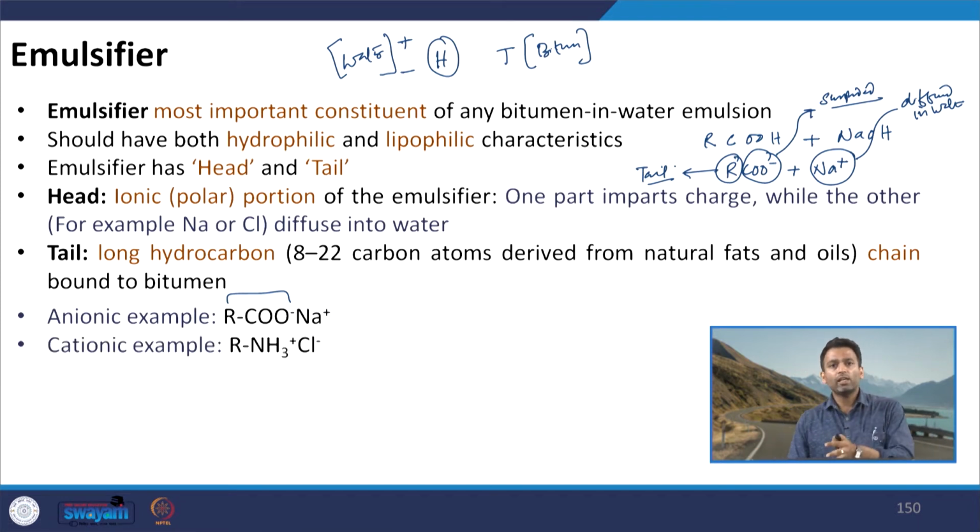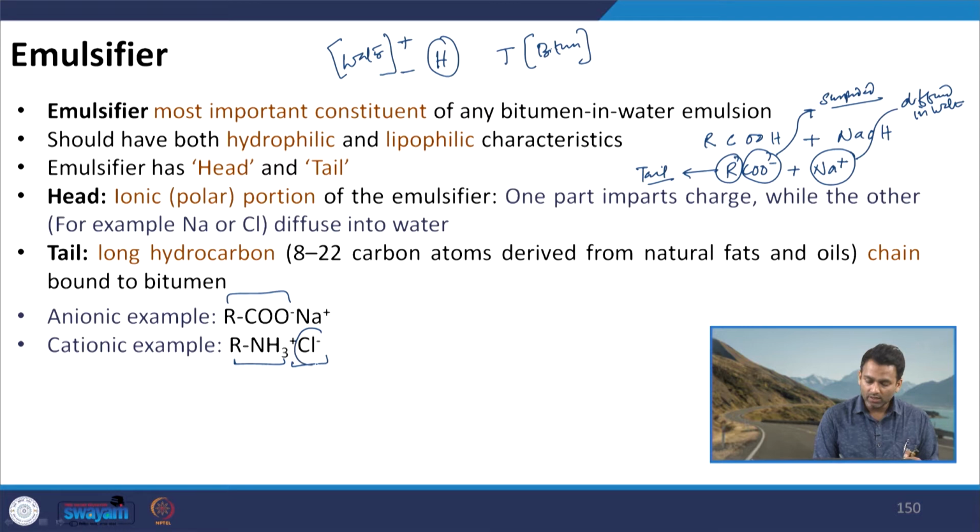If we look at cationic emulsion, again one example is RNH2. Here the term R is representing a long chain hydrocarbon, and the other part tells us about the charges, what type of emulsion it is, what will be at the surface and what will be diffused in the water. So here we have RNH2, which is reacted with an acid, HCl. So this produces RNH3 plus Cl minus.